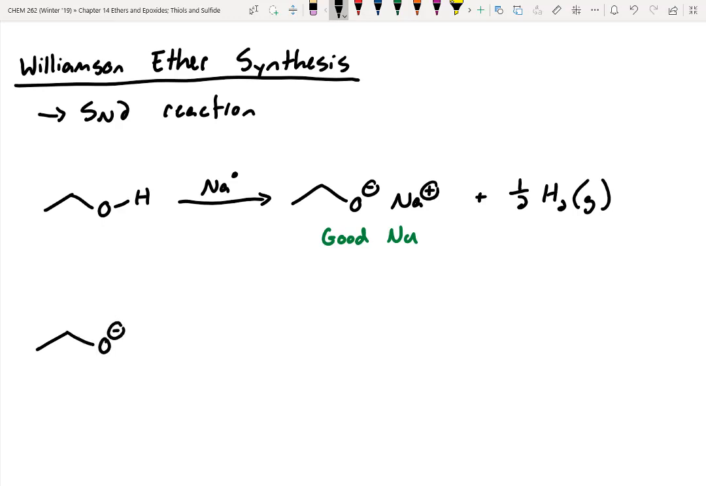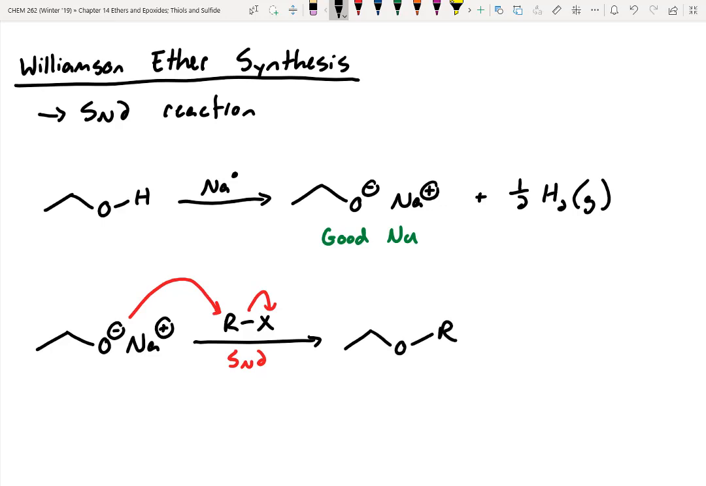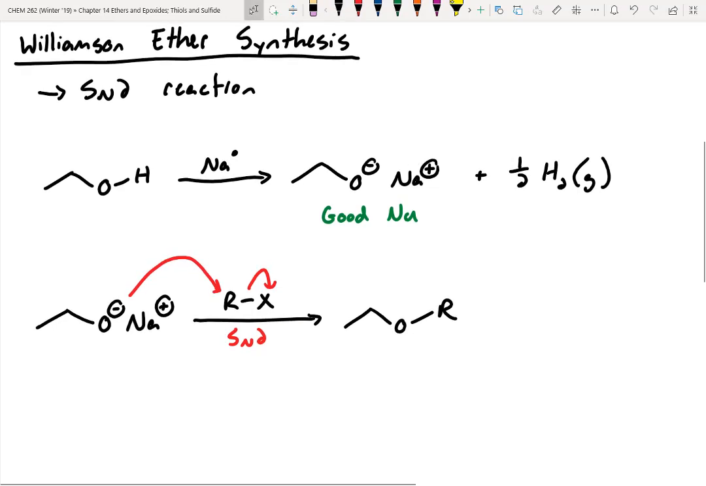So I'm just going to redraw this down here. And this electrophile could be any sort of alkyl halide or a tosylate, something like that. And this oxygen can hit that electrophile, do an SN2 reaction. And by doing that, we can now alkylate the oxygen with this R group, and we can make our new ether. One thing you do have to watch out for, though, is the nature of this R group, right? This R group must be a primary group or a methyl group.